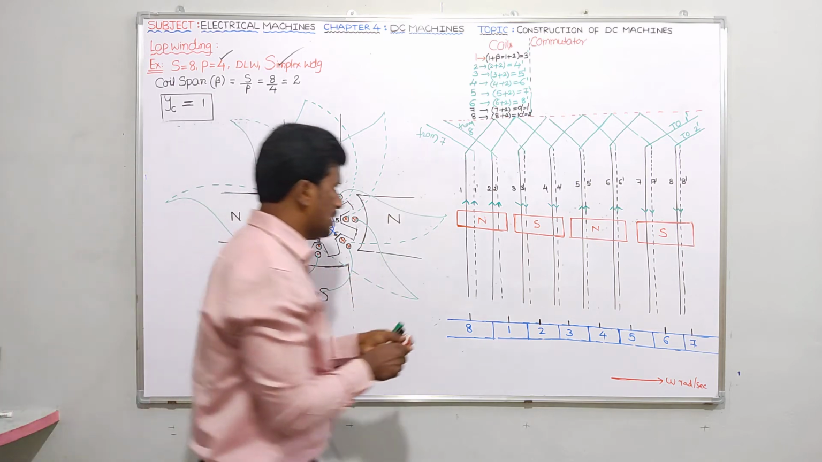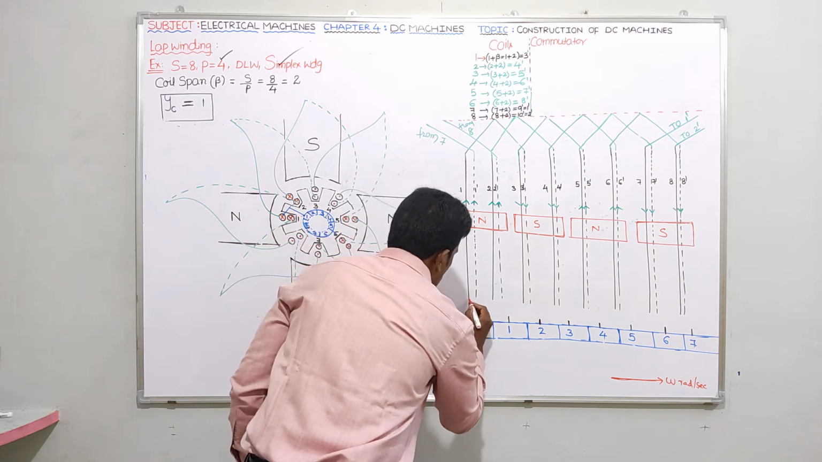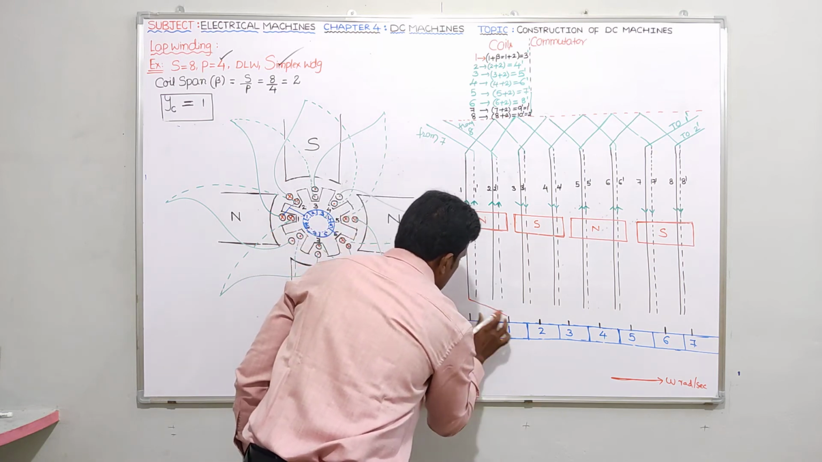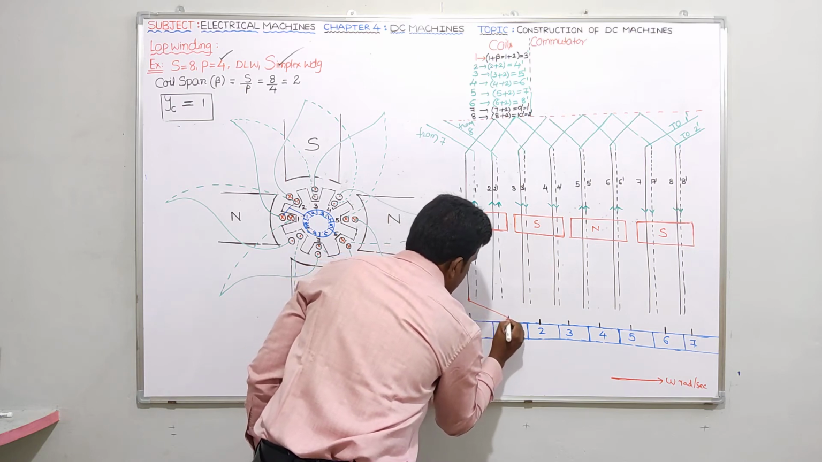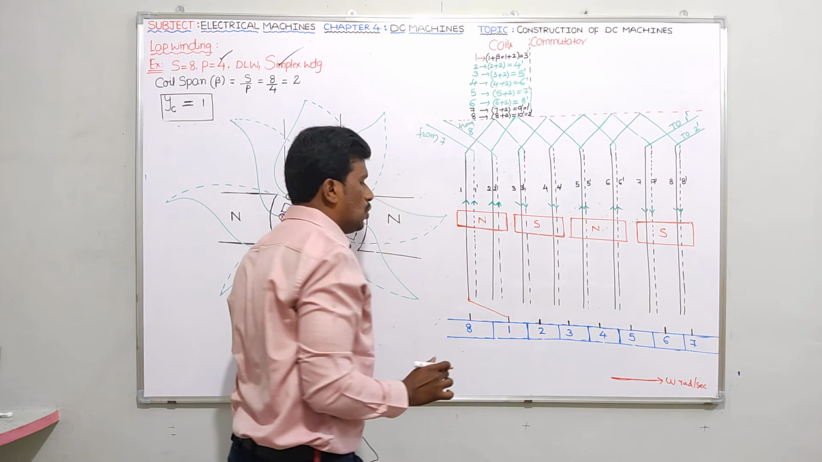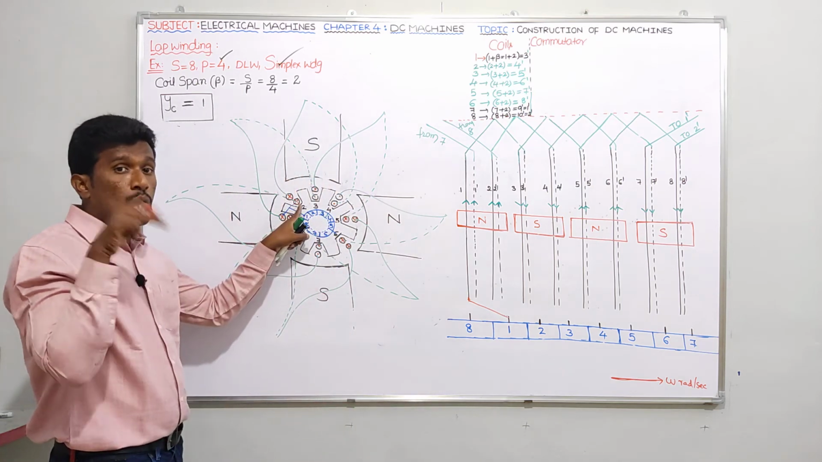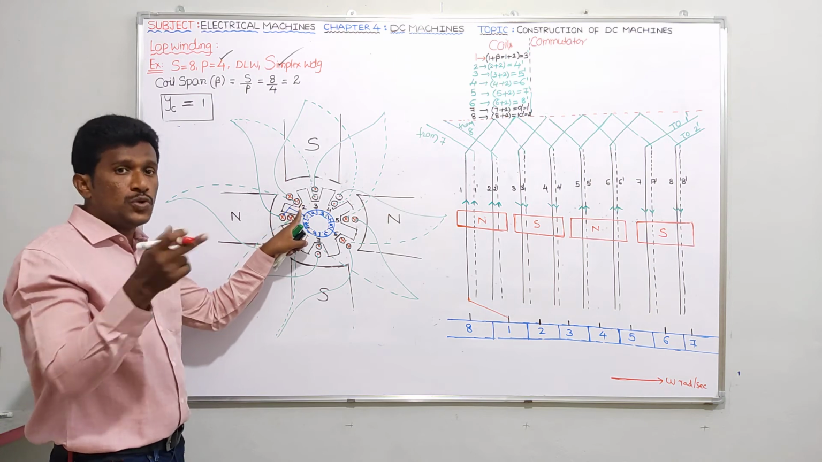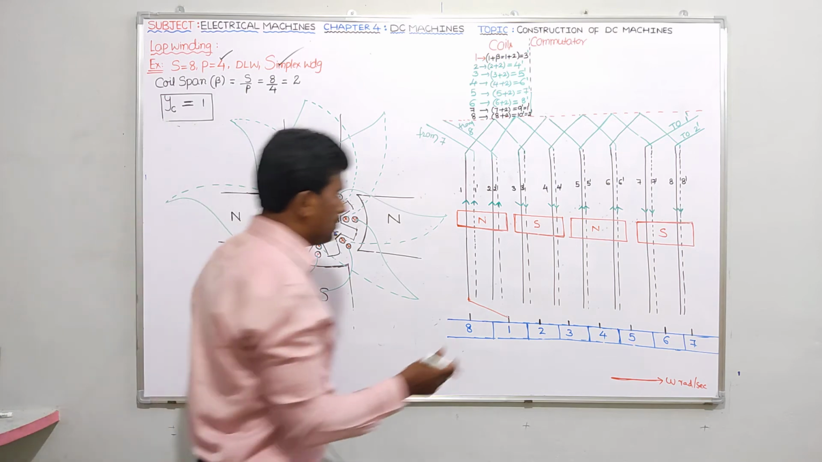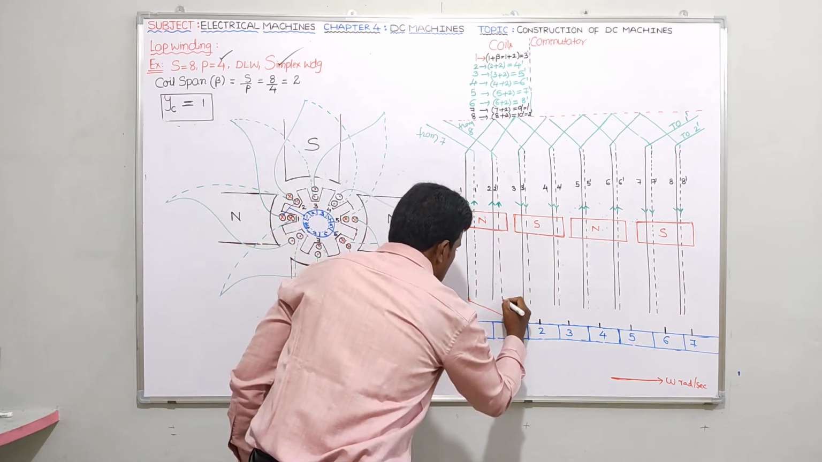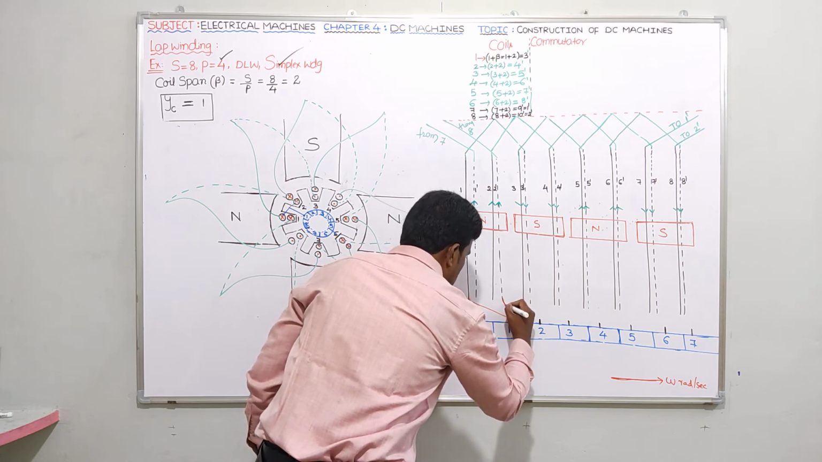So let me represent this here. The first slot top conductor, the solid line 1, is connected to segment number 1 in this manner, and it is extended to 2 dash, the second slot lower. That 2 dash is also connected to segment 1 only. So 2 dash is here, 2 dash is here. Let me connect this with this one.